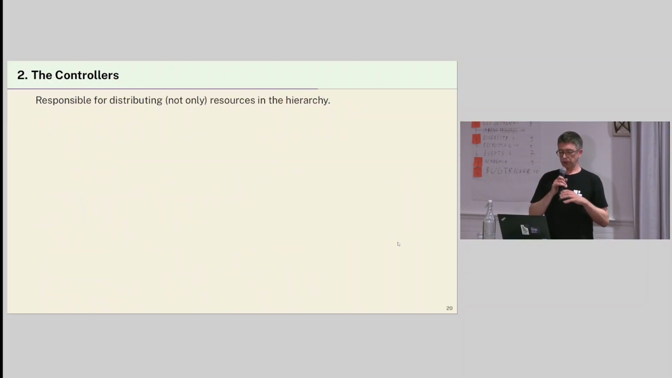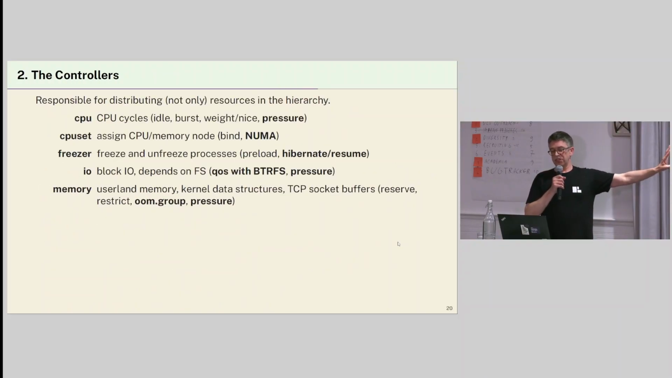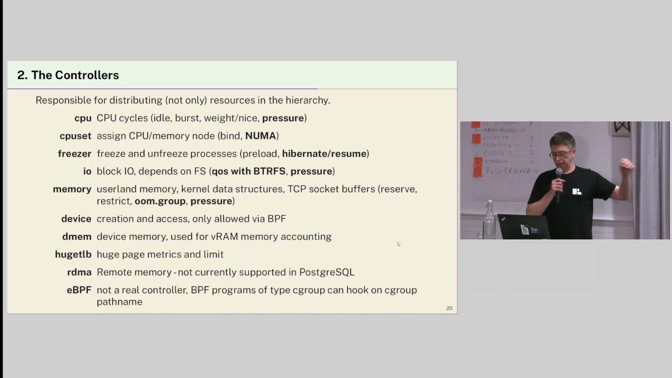And there are other controllers. It's not the full list, but just device, memory, huge tables, remote DMA, which is not yet in PostgreSQL, but I strongly hope that we're going to move forward in this area because this is super important for the future. And maybe the most interesting one, the last one, eBPF, because eBPF is very bound to cgroup. And it's easy to write an eBPF type program for cgroup and to hook on the path name to be informed of what's happening on the cgroup.